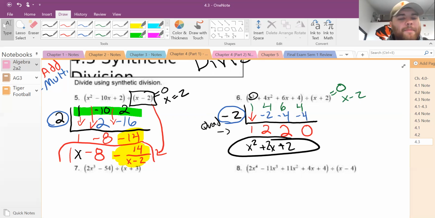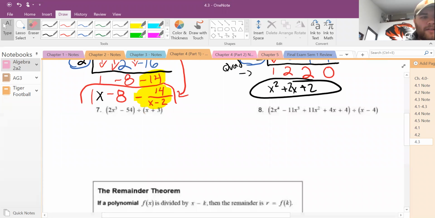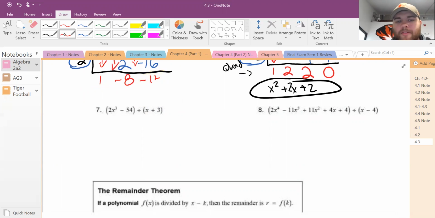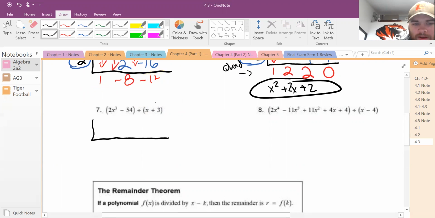Okay, now what happens if, like in number 7, there's some gaps in our exponents, right? We see an x cubed, but we don't see an x squared or an x. That's what we're going to do. We need something called a placeholder. Okay, I know -3 is going to go on the outside because I'm going to solve that binomial.